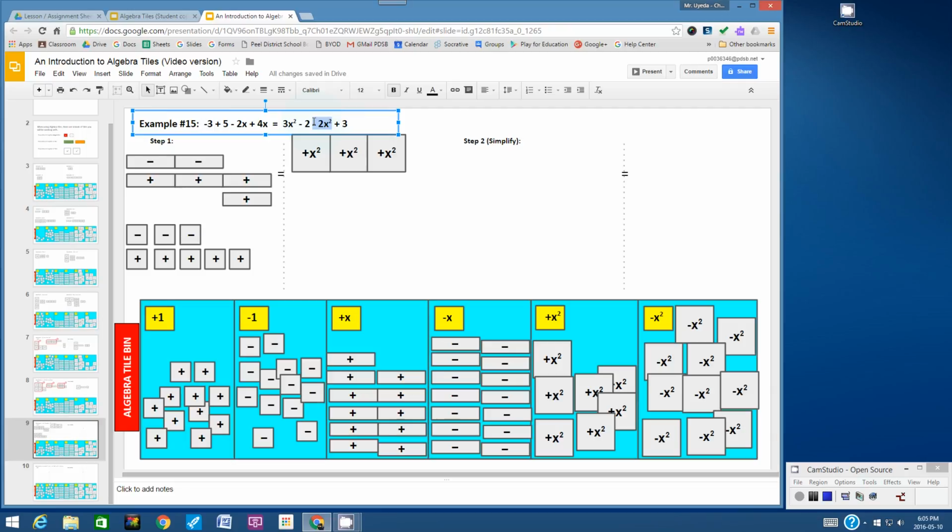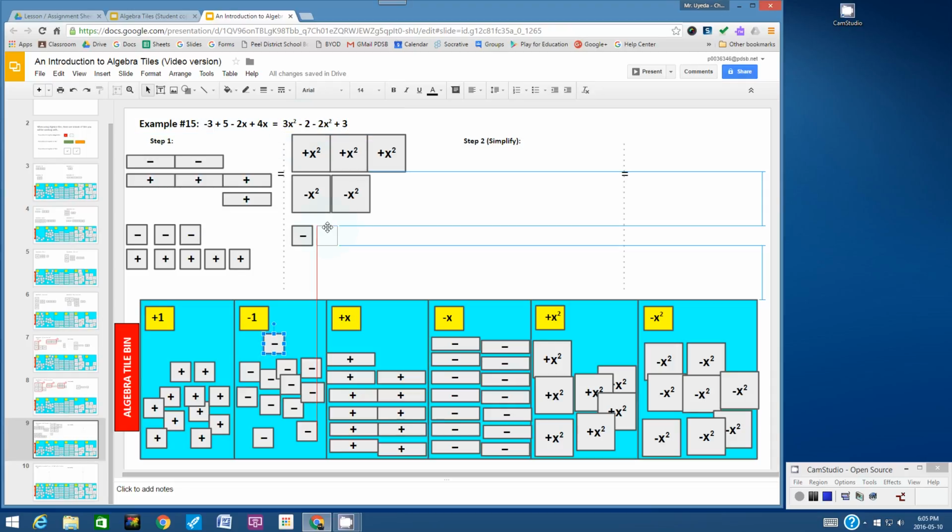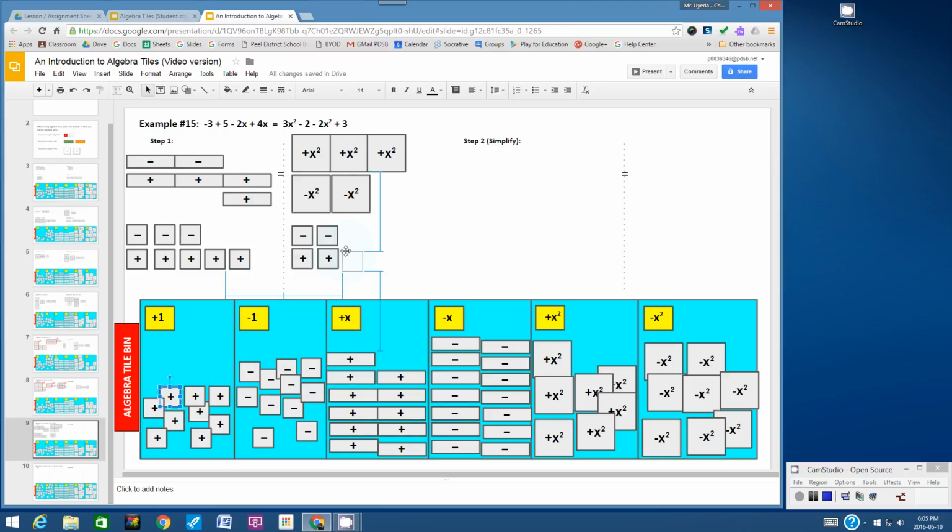Okay. Now on the right hand side, are there any x's? No, there's only integers left. So we have a negative 2 and a positive 3. Okay, so let's bring over the negative 2. Again, I won't have room to put it over here, so I'm going to put it underneath for now. Negative 2 and then a positive 3. Okay, so you see some zero models are going to be created here.